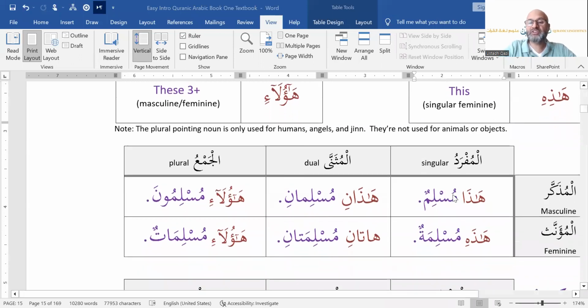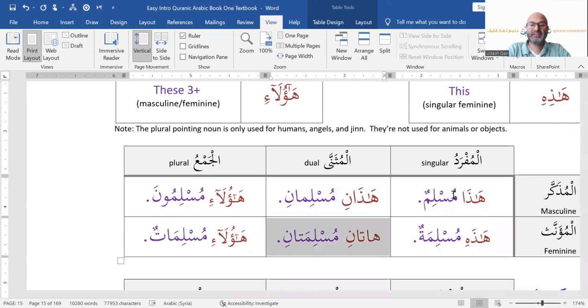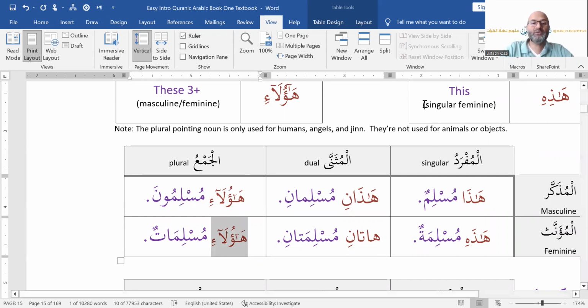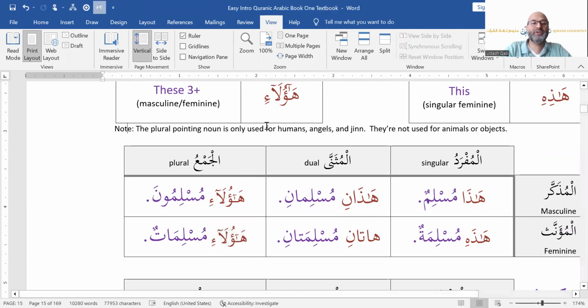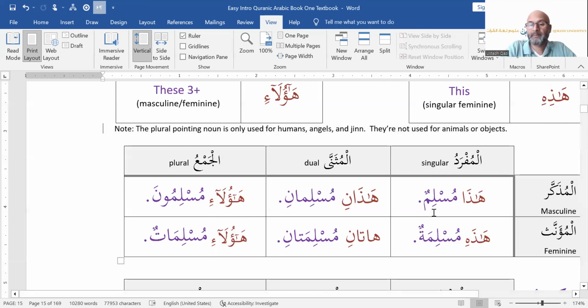So next, as always, you have practice. You have hadha muslimun, hadhihi muslimatun, hadhani muslimani, hatani muslimatani, ha'ula'i muslimuna, and ha'ula'i muslimat. You notice how ha'ula'i is used for both masculine and feminine. And one more time, ha'ula'i, which is the plural pointing noun, is used only for humans, angels, and jinn of any gender, regardless of gender, as long as there are 3 or more. They're not used for animals and objects. We'll see more of that in chapter 3, inshallah.